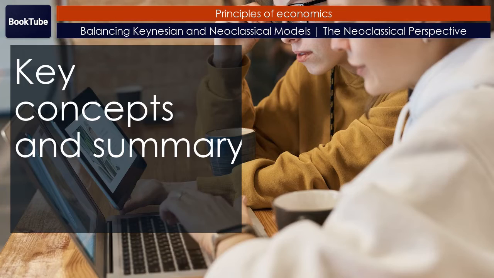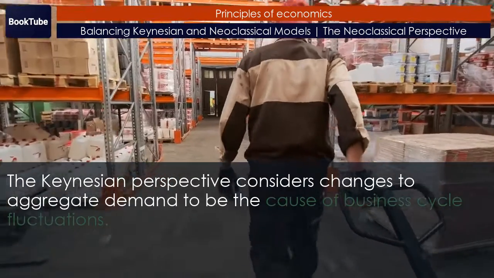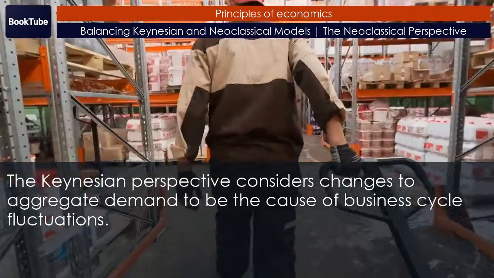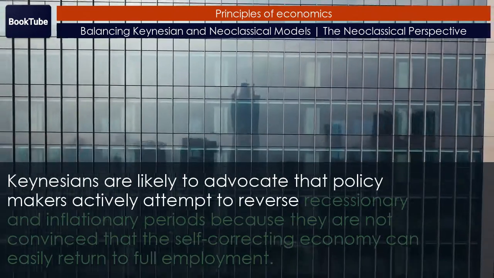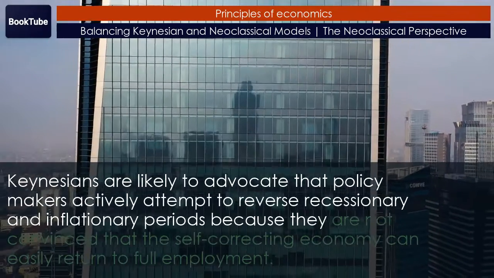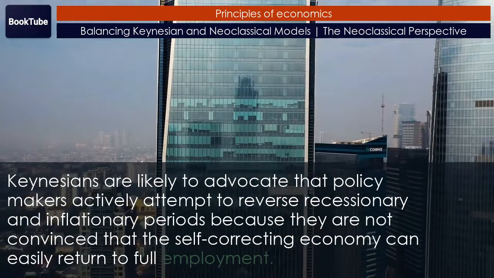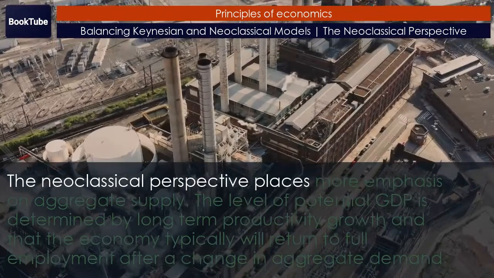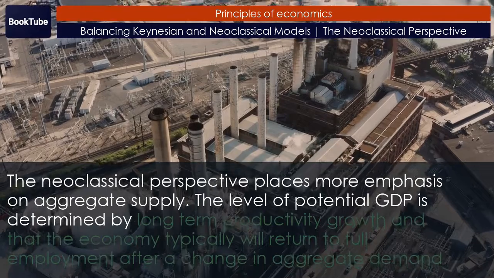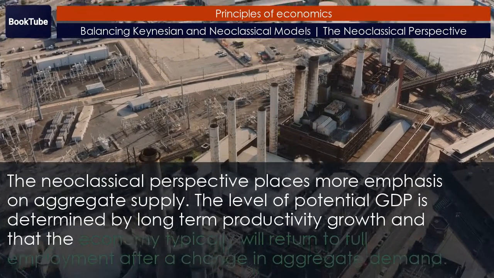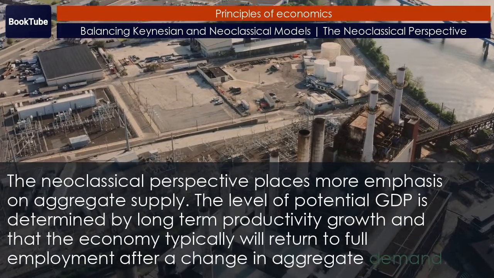Key concepts and summary. The Keynesian perspective considers changes to aggregate demand to be the cause of business cycle fluctuations. Keynesians are likely to advocate that policymakers actively attempt to reverse recessionary and inflationary periods because they are not convinced that the self-correcting economy can easily return to full employment. The neoclassical perspective places more emphasis on aggregate supply. The level of potential GDP is determined by long-term productivity growth, and the economy typically will return to full employment after a change in aggregate demand.